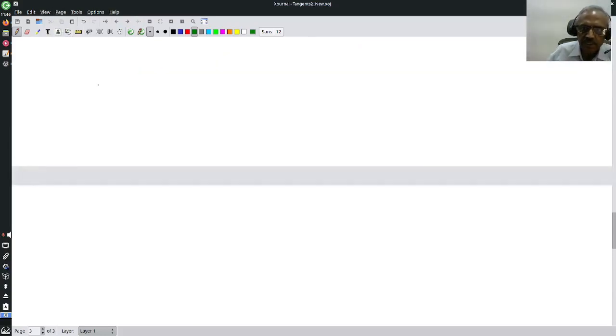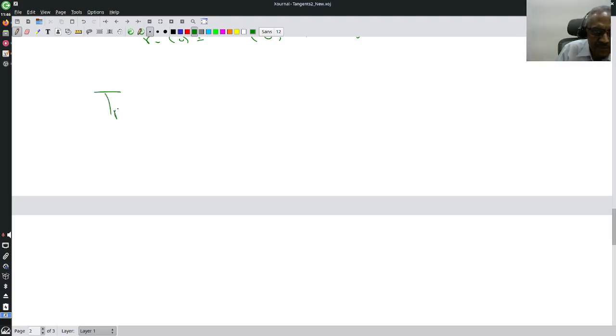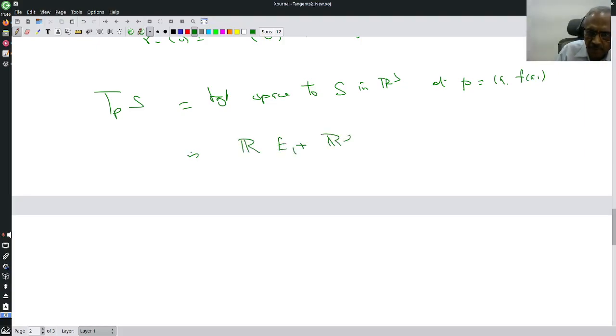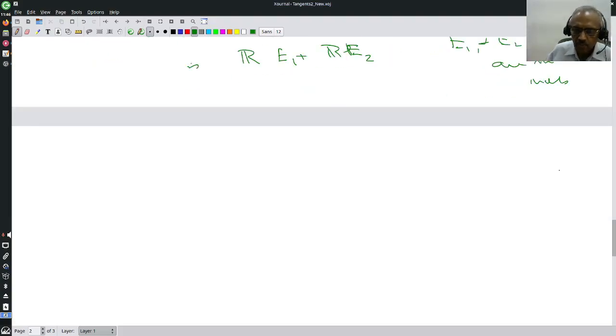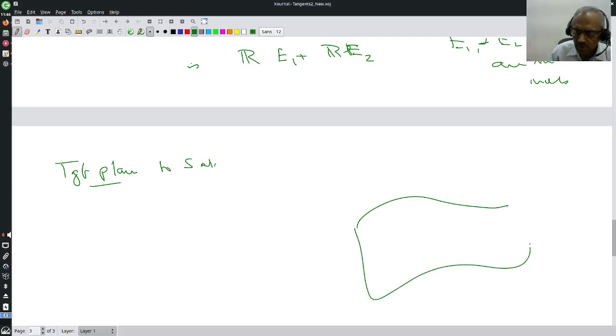So what you have seen is that my T_P of S, this is the tangent space to S in R3 at the point P equal to (a, f(a)), is, okay, R of E1 plus R of E2. You can see these are linearly independent. Okay, but we have the notion of tangent plane to S at P. So this is the thing. Then the tangent plane is something like this.